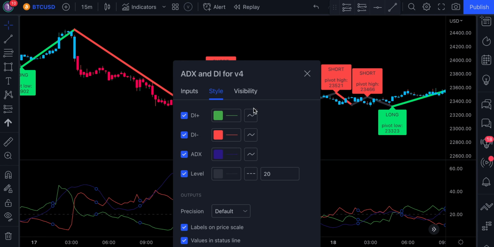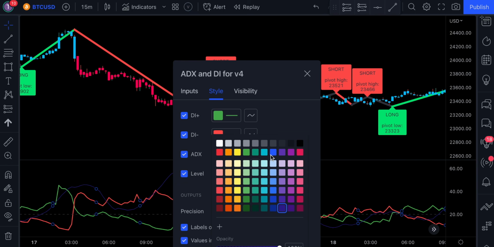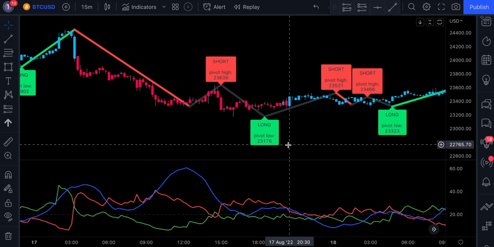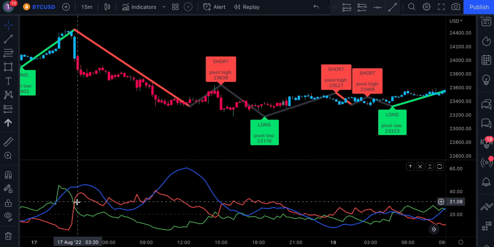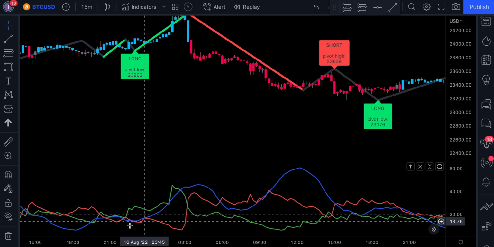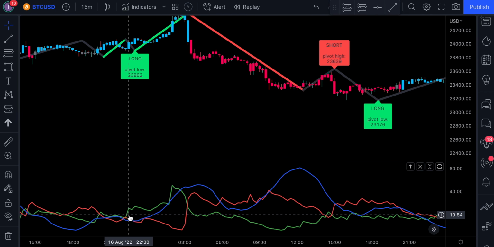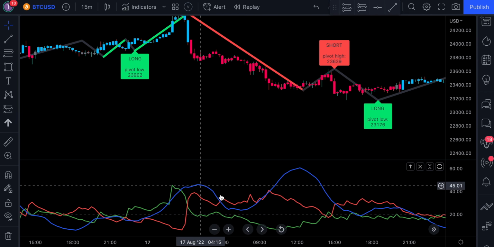Now let's access the indicator settings and make the lines more visible. The ADX is also a really easy indicator to follow. When the orange line crosses the green line upwards, this is a signal to go short. And when the green line crosses the orange line upwards, this is a signal to go long. We also have this blue line which indicates the strength of the trend.